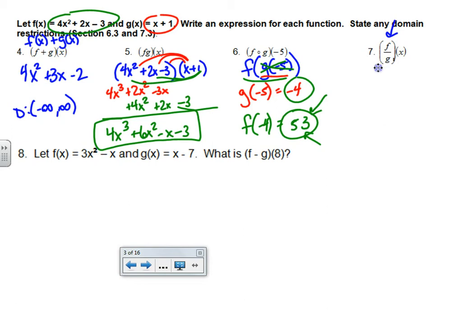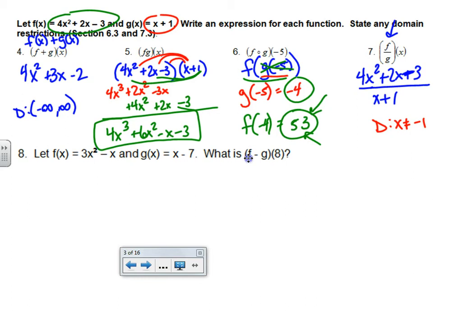Number 7, f divided by g. You simply write them exactly how they appear. F divided by g. Whoops, that's supposed to be a negative. And then x plus 1. And then there is a domain restriction because my denominator can never equal 0. That means my x value cannot equal a negative 1 because that would produce a 0 in the denominator.